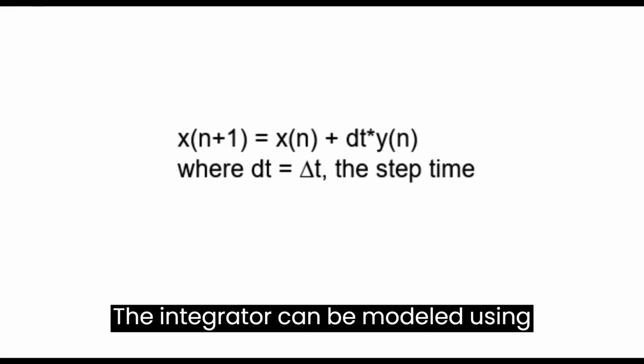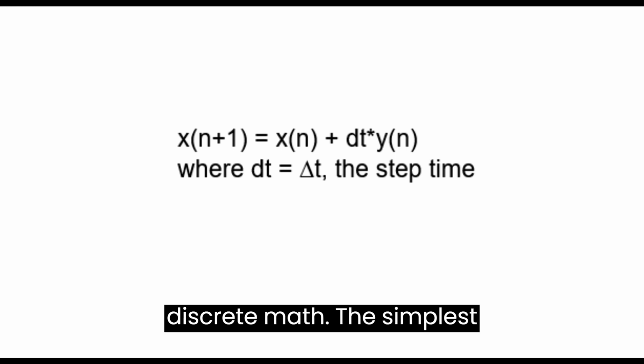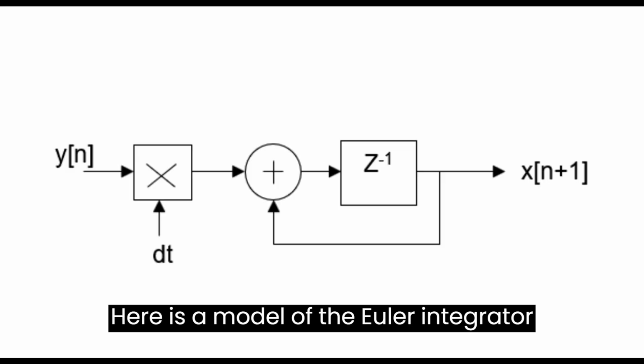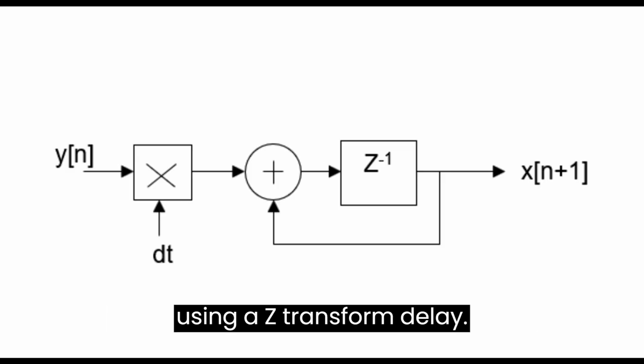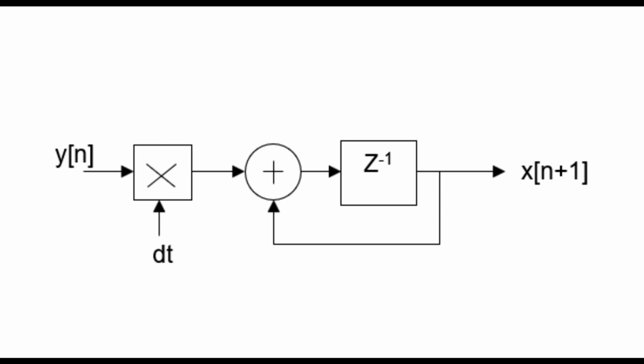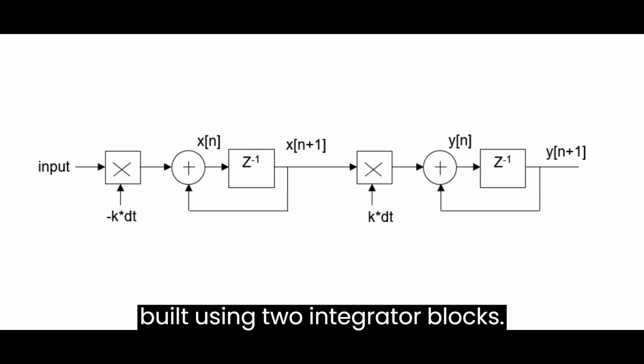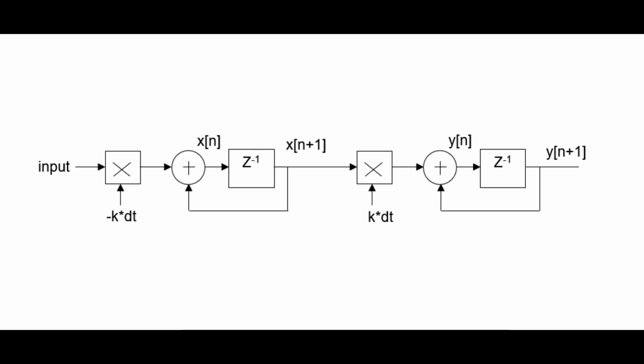The integrator can be modeled using discrete math. The simplest method is a first-order Euler integrator. Here is a model of the Euler integrator using a Z-transform delay. The discrete form of the oscillator is built using two integrator blocks.